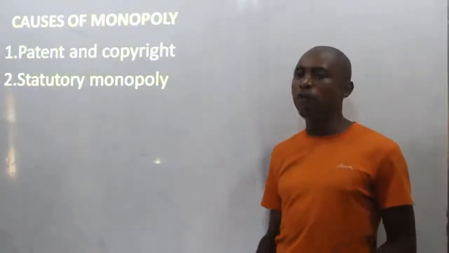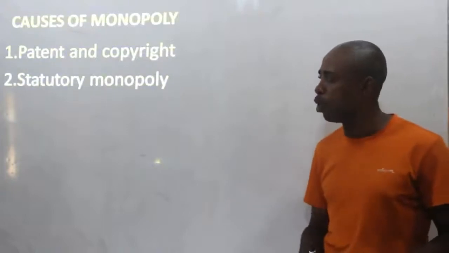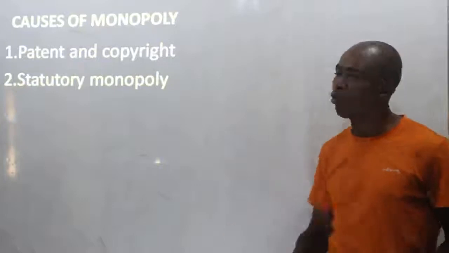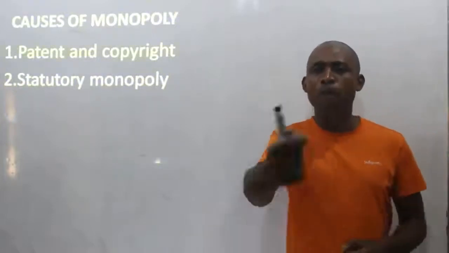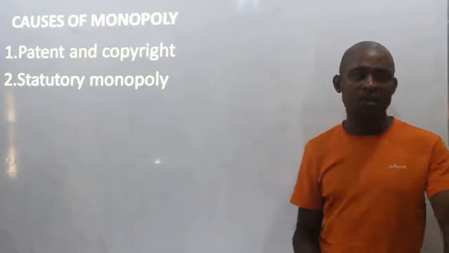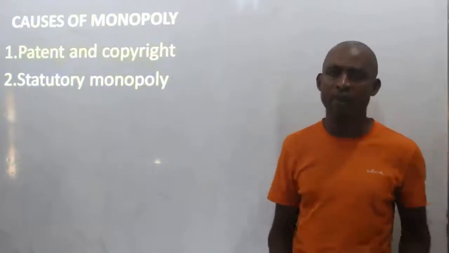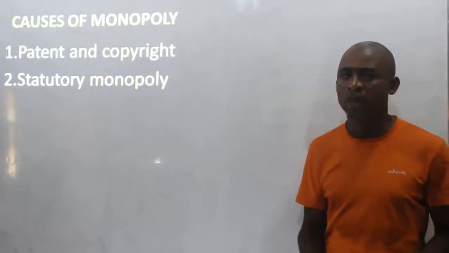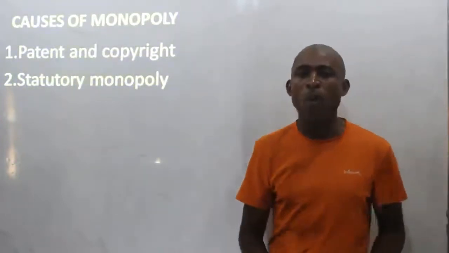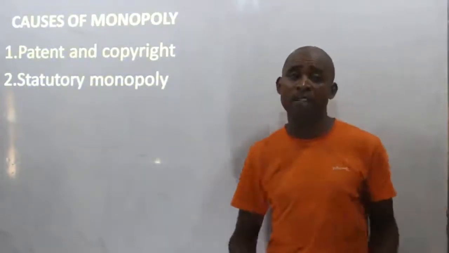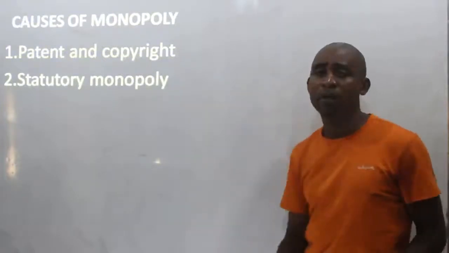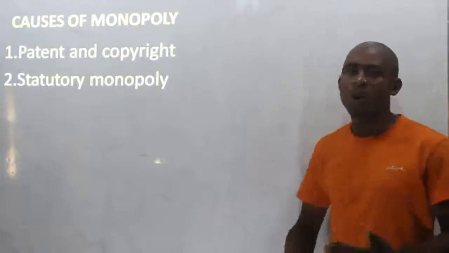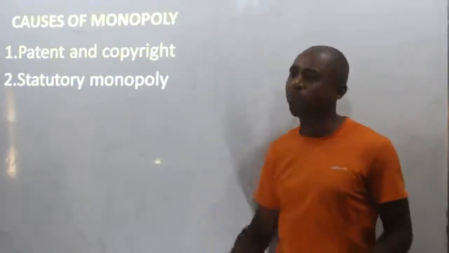The second cause of monopoly is called a statutory monopoly. The government, through the Act of Parliament, can give monopoly power to either state, federal, or local government to be the only producer of a particular commodity. At a point in time, only NEPA, before privatization, was given the monopoly right or power to produce electricity. So you can see that that one was established through the Act of Parliament.